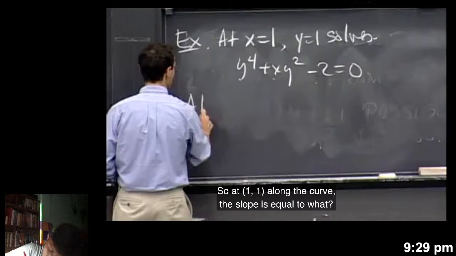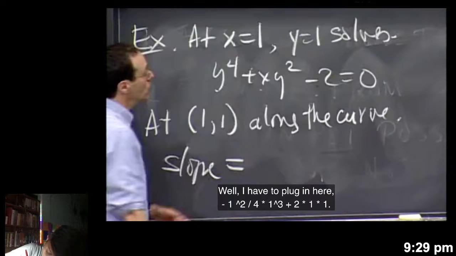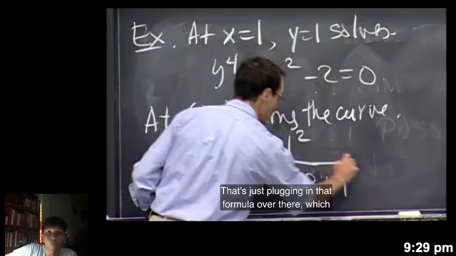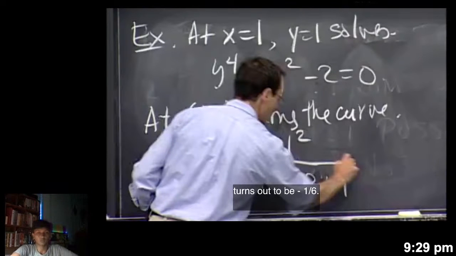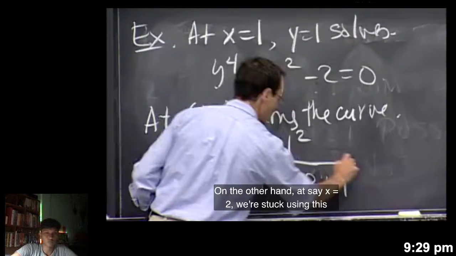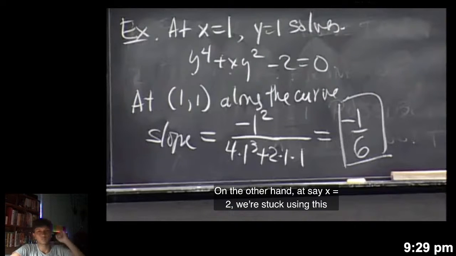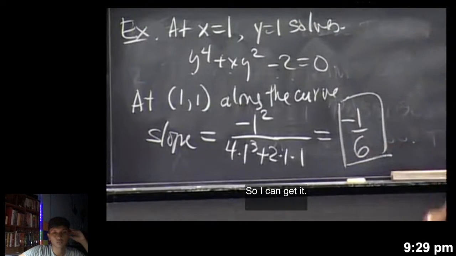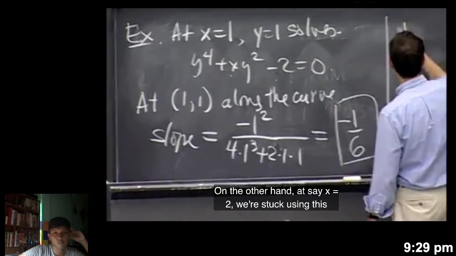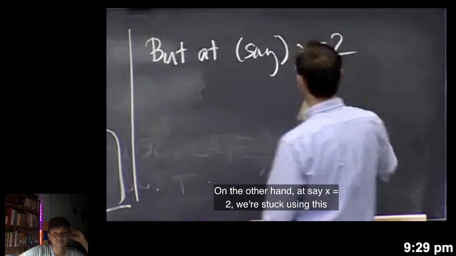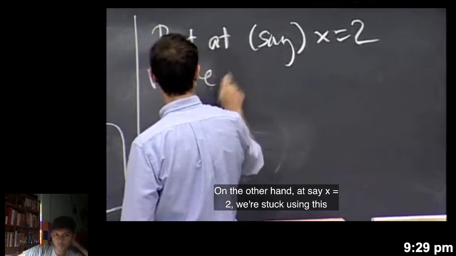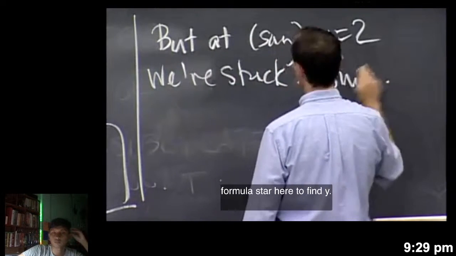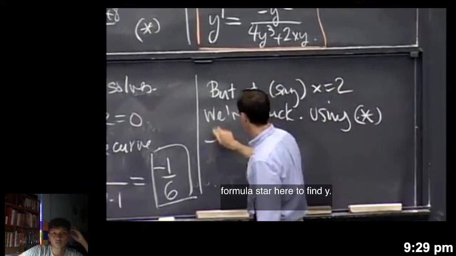the slope is equal to what? Well, I have to plug in here, minus 1 squared divided by 4 times 1 cubed plus 2 times 1 times 1. That's just plugging in that formula over there, which turns out to be minus 1/6. On the other hand, at, say, x equals 2, we're stuck using this formula star here to find y.